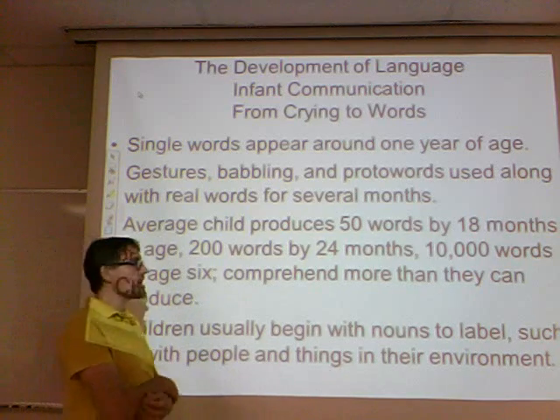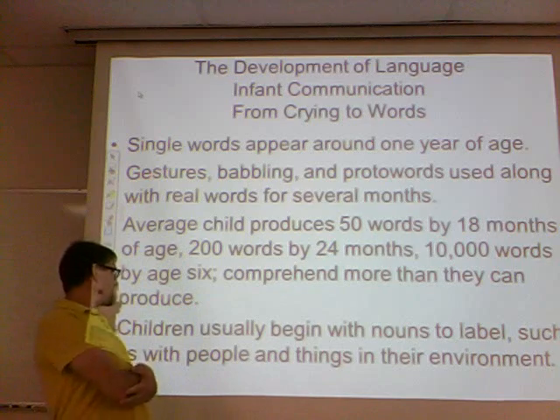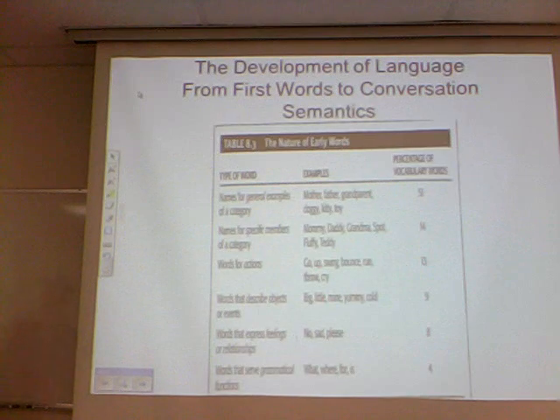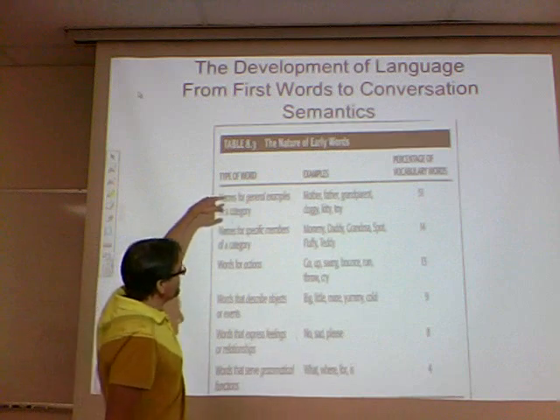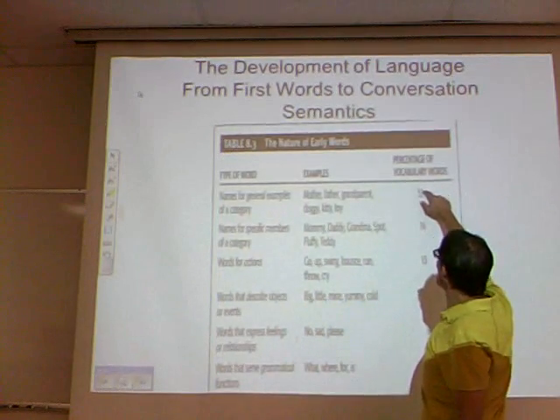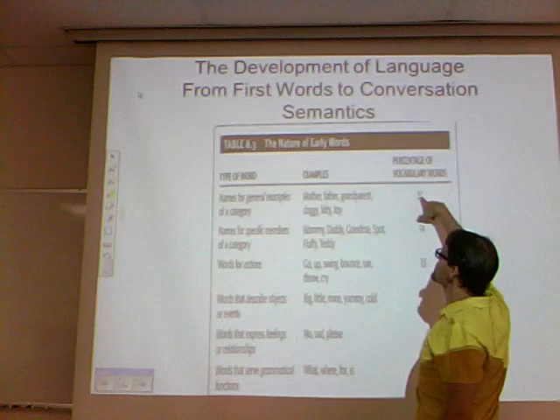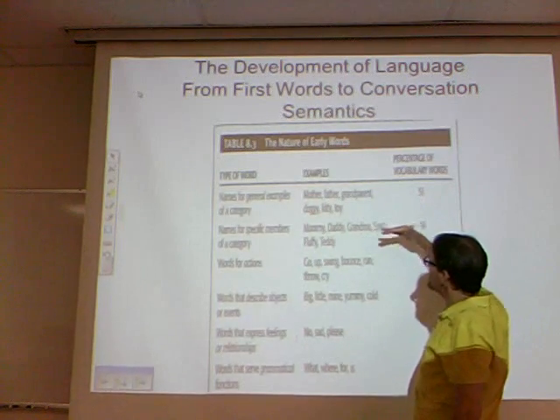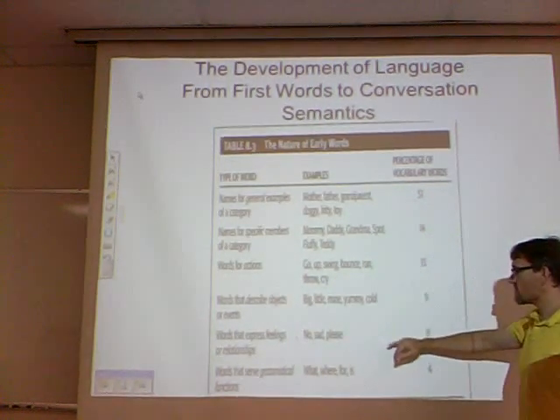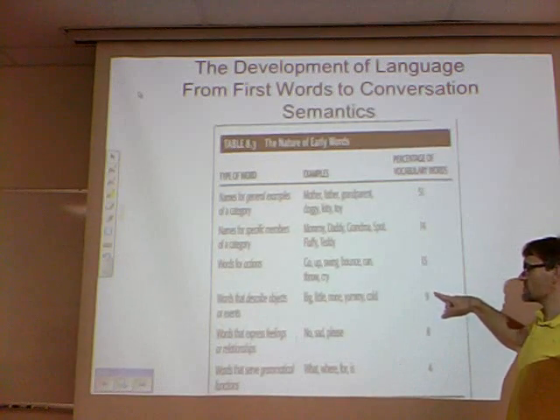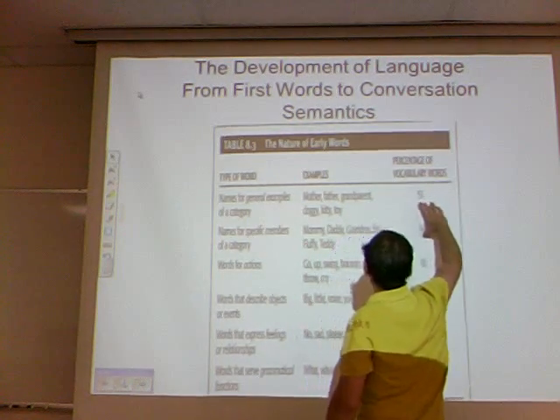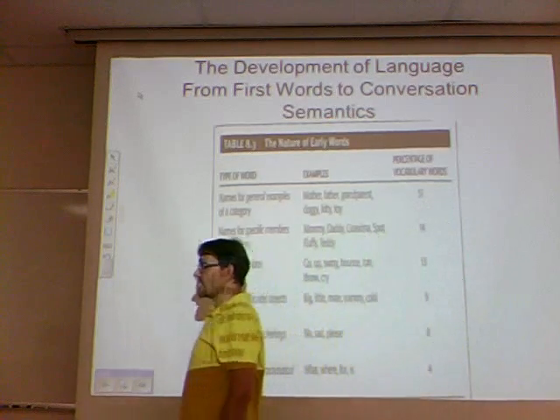Children usually begin with nouns to label things, but also with people and objects. I believe on this next slide here is the types of words that children gain. General categories like mother, father is the biggest, most frequent, what most of the words consist of. A specific noun is the next most common. Verbs are the next most common. Describes objects or events. I guess that's adjectives and adverbs, right? Emotions, I don't know what the heck this is, whatever. But we can see that nouns by far dominate the child's vocabulary. And that's not a surprise.